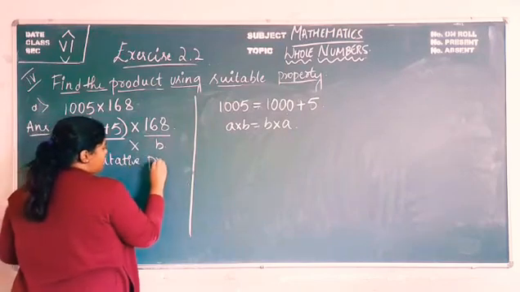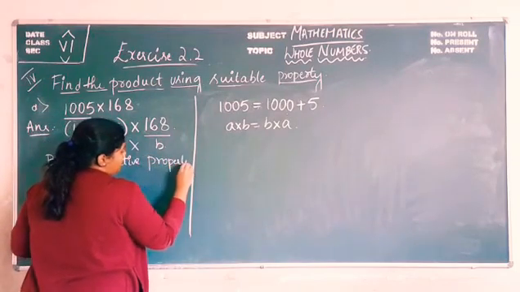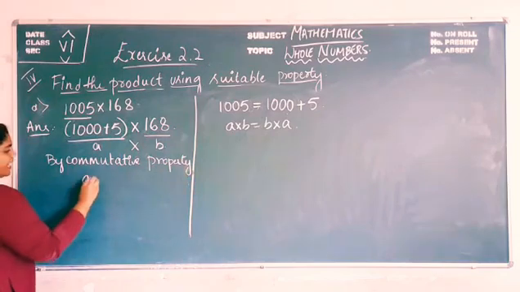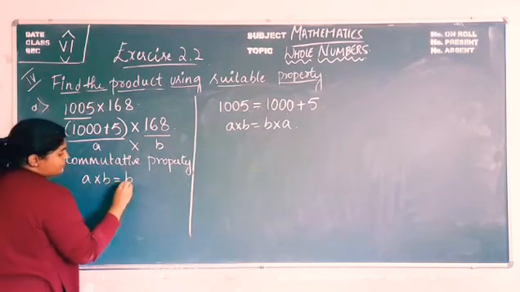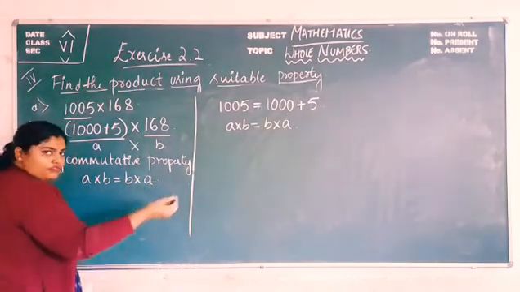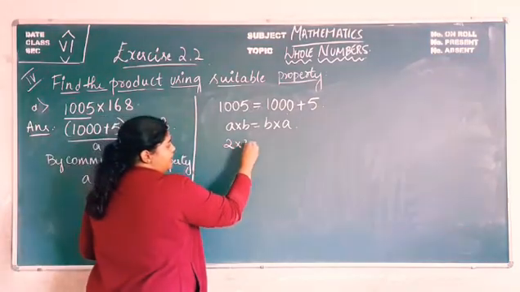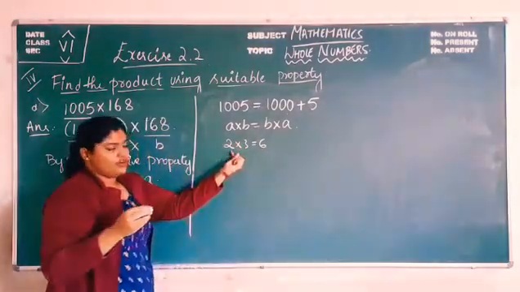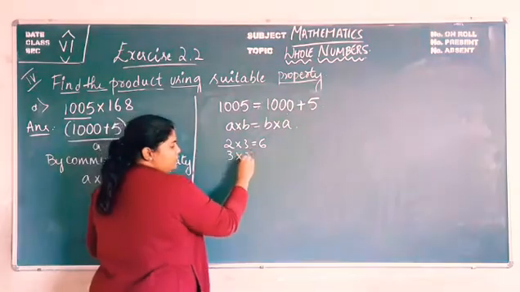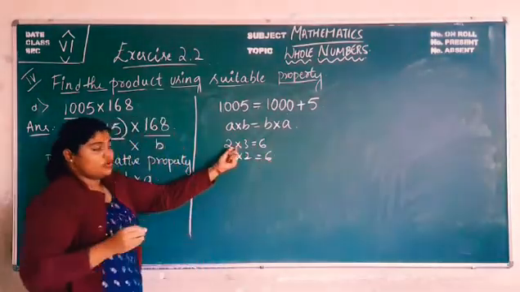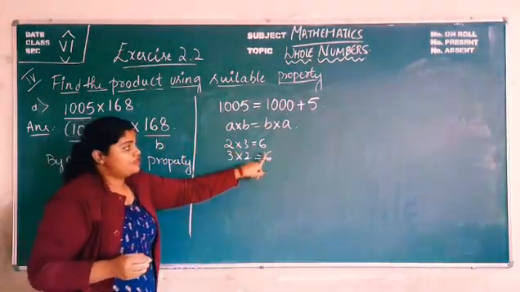By commutative property, A into B is equal to B into A. If you multiply 2 into 3, it is 6. Then if I change the order as 3 into 2, it will also be 6. So if you change the order of the numbers, the product remains the same.